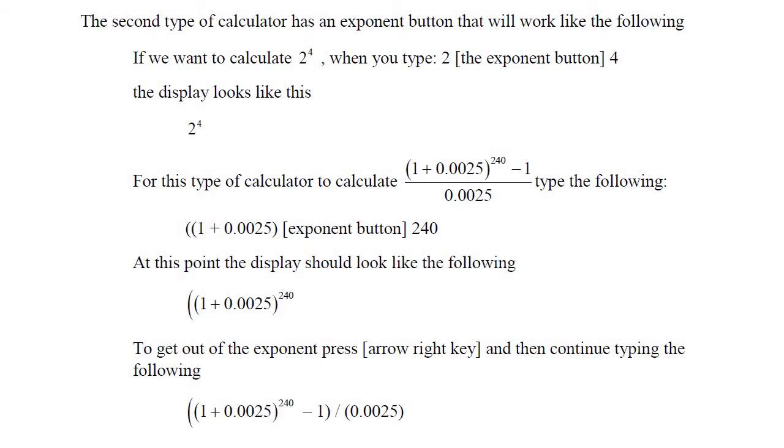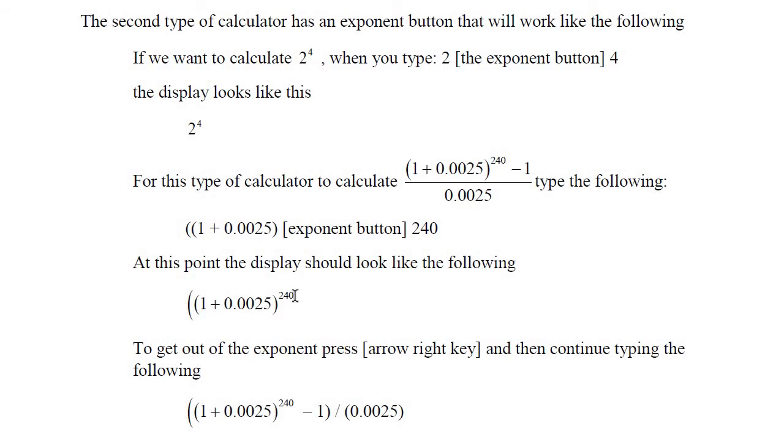The other type of calculator, whenever you do 2 exponent 4, the display will actually look like an exponent. So for this type of calculator, whenever I go to type in that big fraction, I'm going to start by doing left parentheses, a second left parentheses, 1.0025 right parentheses, and then I'm going to push my exponent button followed by 240. When I do this, the display is actually going to give me the 240 written up in the exponent.